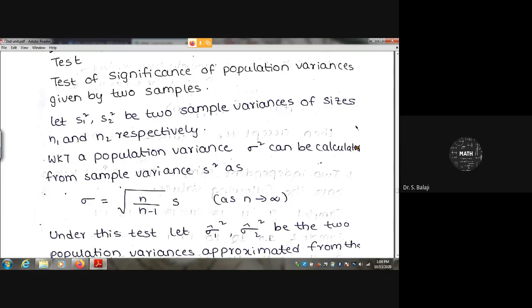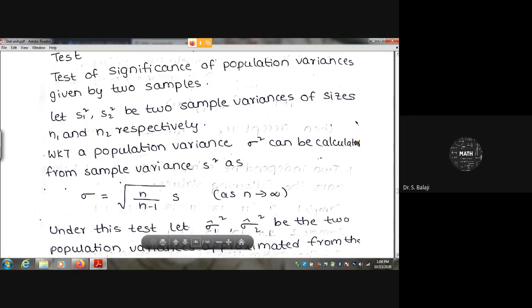You know that the corresponding population variance is identified as sigma square, and the sample variance is S square. From the sample variance S square, if you want to obtain the population variance sigma square, you can get it from this relation: sigma is equal to the square root of n by n minus 1, into S. Here, S is not within the square root.